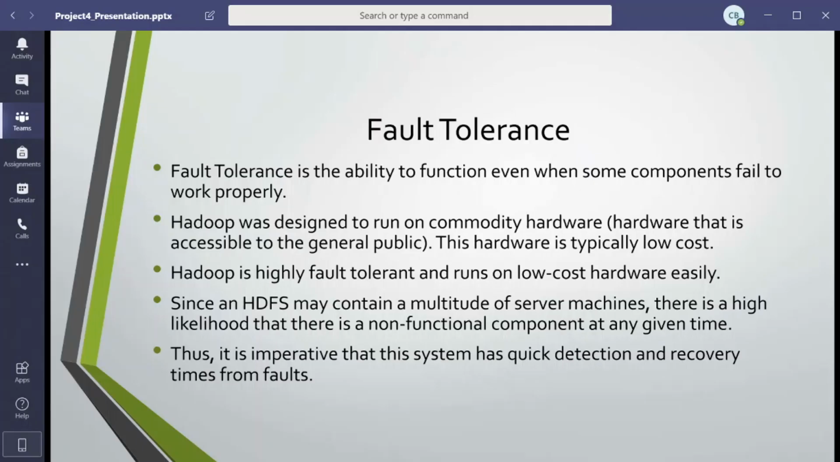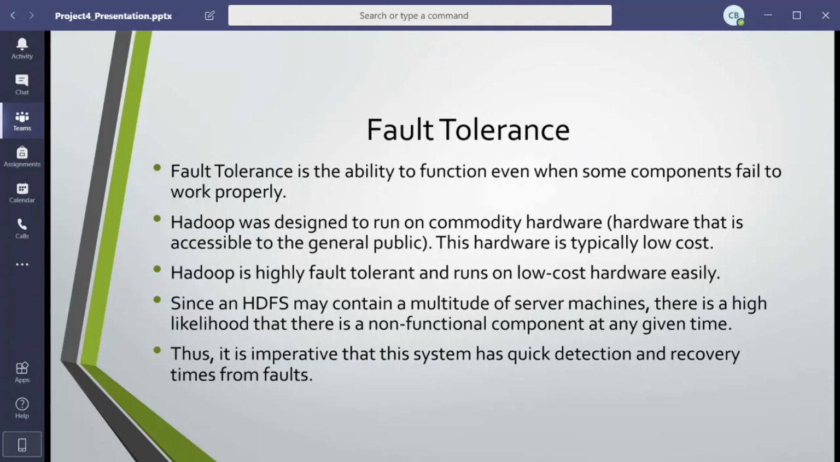The next aspect of HDFS that we'll be exploring is fault tolerance. HDFS is a very fault-tolerant file system, and it's for good reason. Hadoop was designed to run on commodity hardware, which is just hardware that is accessible to the general public, meaning that not only can they find it, but they can purchase it. It's very low cost. And so Hadoop is highly fault tolerant and runs on low cost hardware easily.